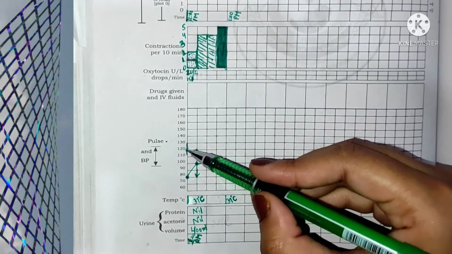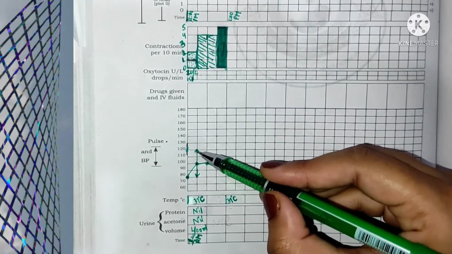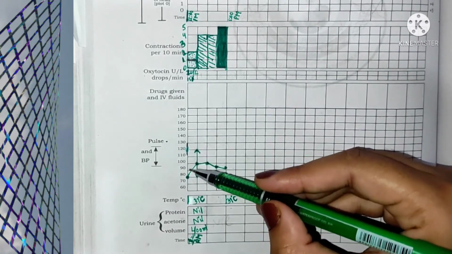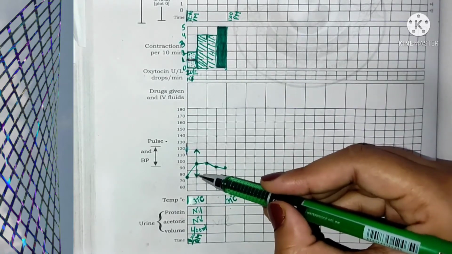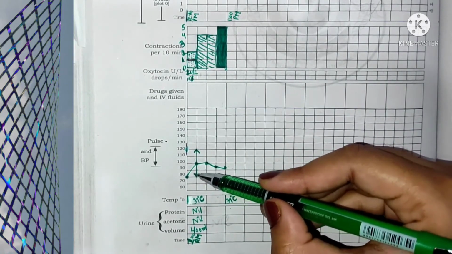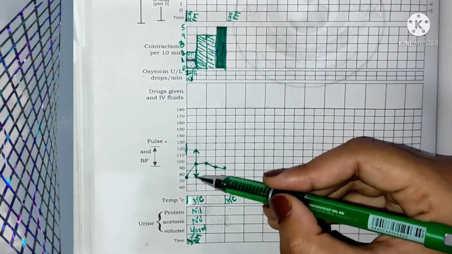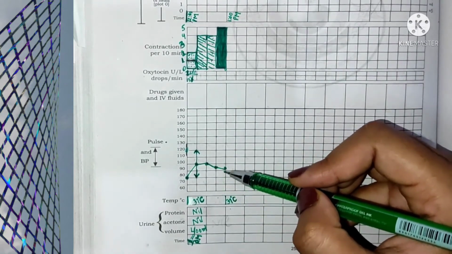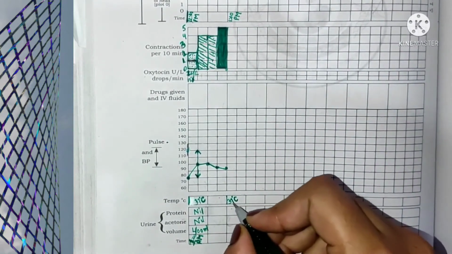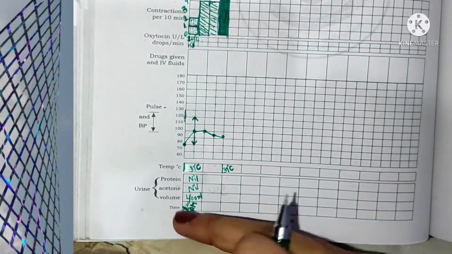Then blood pressure, we can see here the higher systolic blood pressure is 120, we are going to place an arrow over here, and the lowest blood pressure, the diastolic blood pressure, it's 80, so you place an arrow over here and join these two arrows. So that's your blood pressure. It tells about the blood pressure, and this is plotting for your pulse. This is the temperature recorded usually after 2 hours, and this is urine examination.